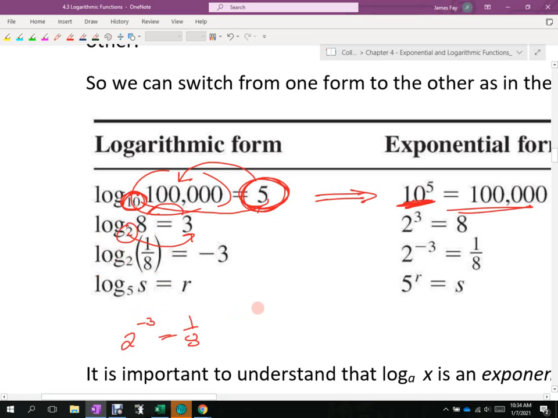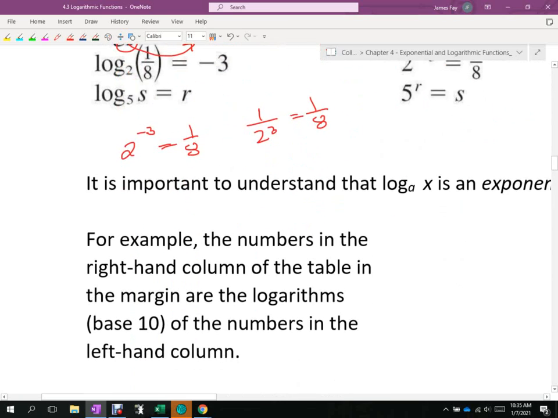Well, 2 to the negative third can be rewritten as this, can it? And then 2 to the third is 8, so I can rewrite it that way. So 2 to the negative third does come back and give me 1/8. 5 to the r comes back and gives me s. That kind of makes sense to everybody? Okay, so that's how we go from logarithmic to exponential.